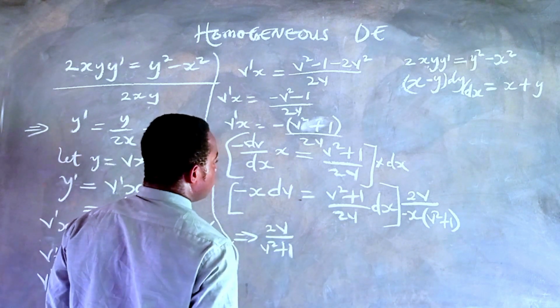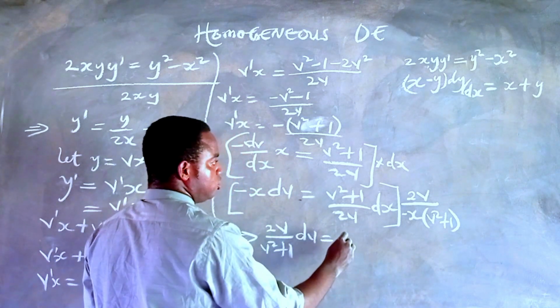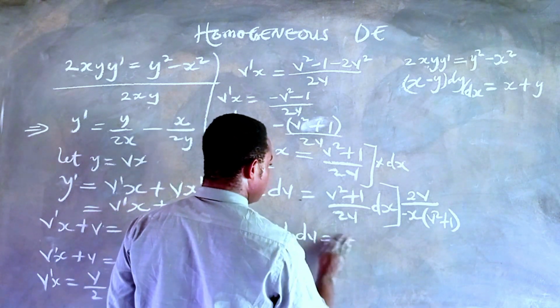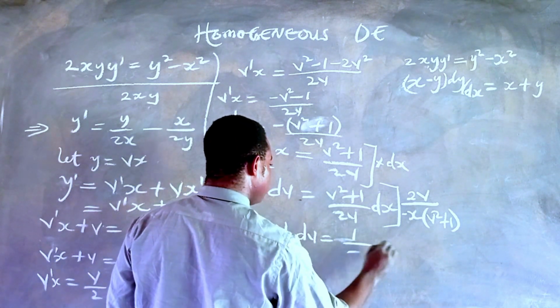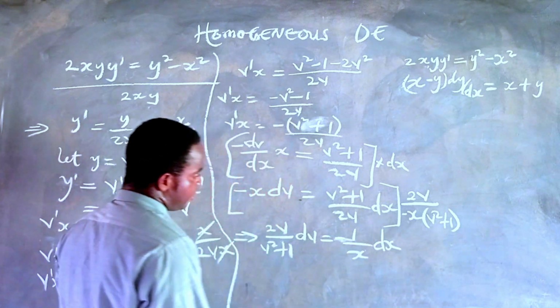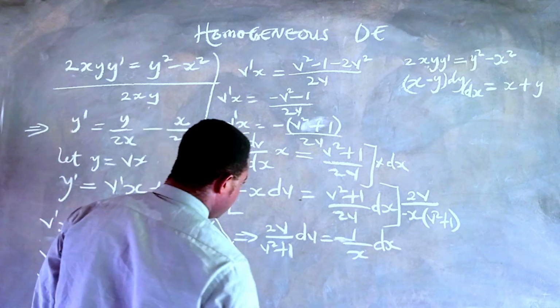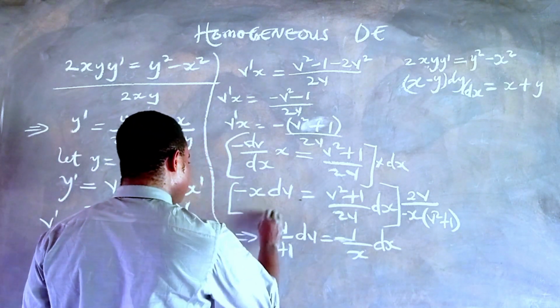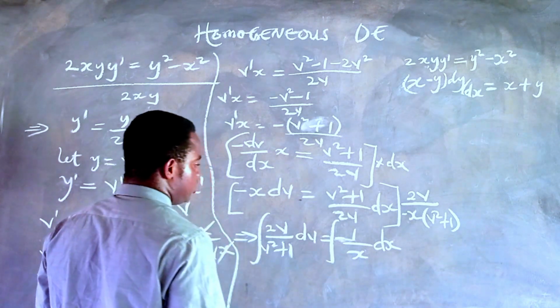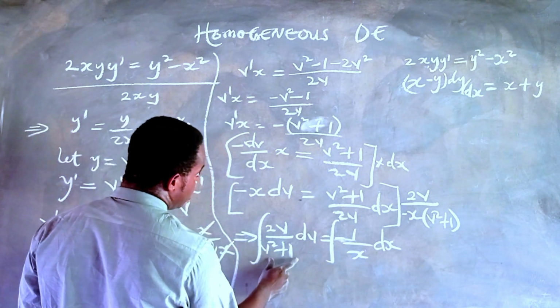2v all over v squared plus 1 dv equals, on this side now, negative 1 all over x multiplied by dx. So it's time we integrate, right? We simply need to evaluate the integral of both sides to obtain the general solution.